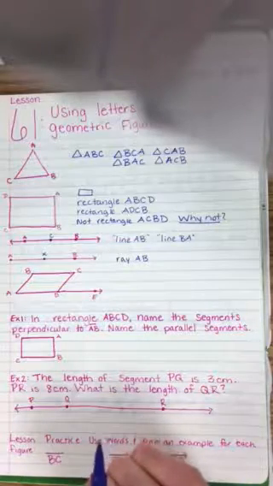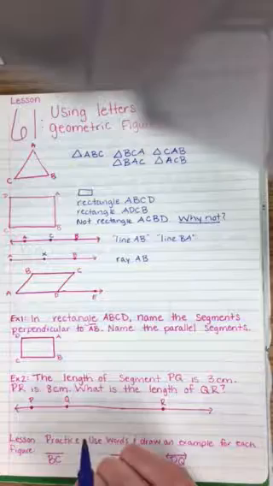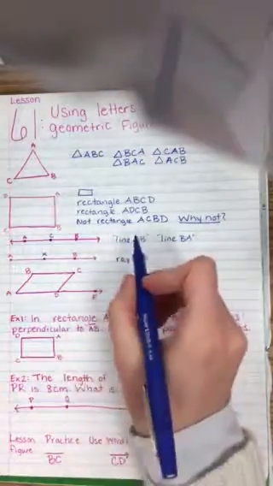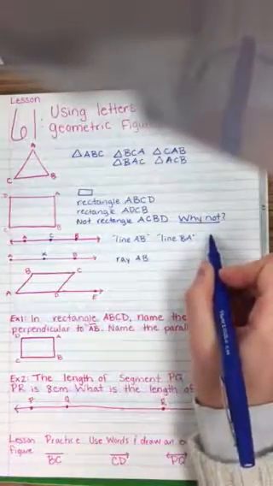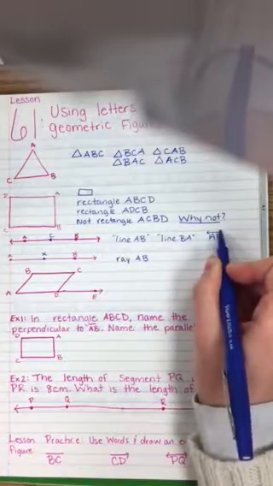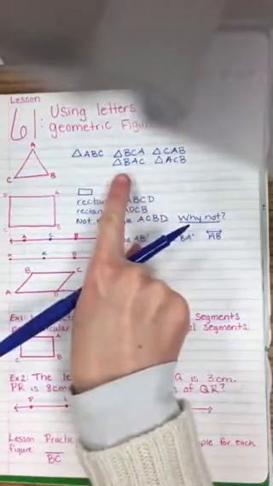When you're writing abbreviations for lines, line segments, and rays, it's important to draw the figure above the letter pair. So, for example, for this line, when you're not writing the word line, when you're just naming it, you would say A, B, and you would draw this line over it so that you know it's a line. We draw that triangle there to know it's a triangle.